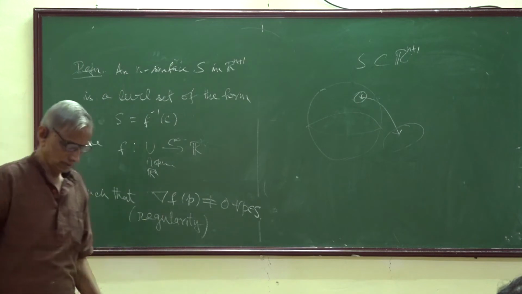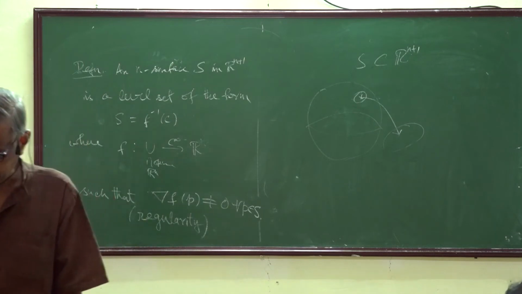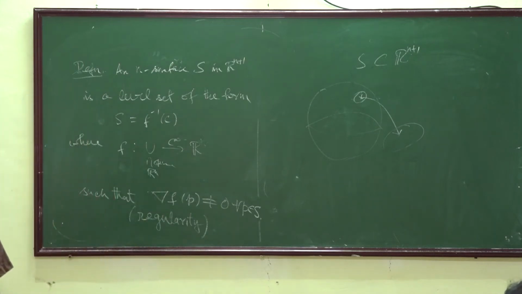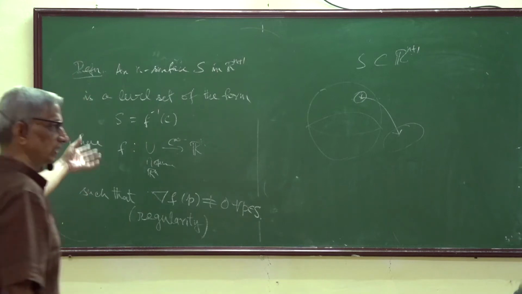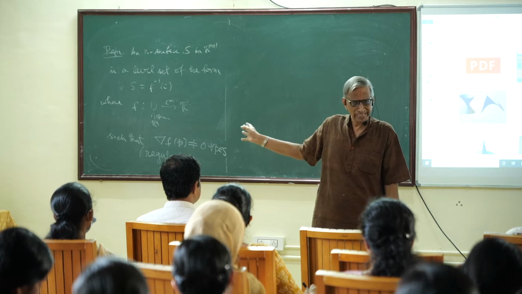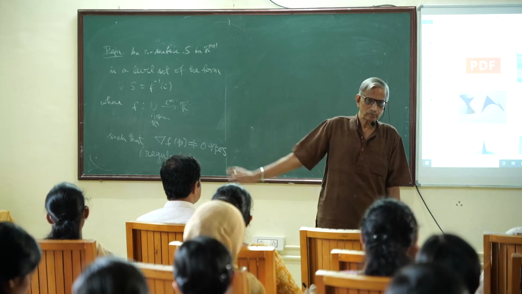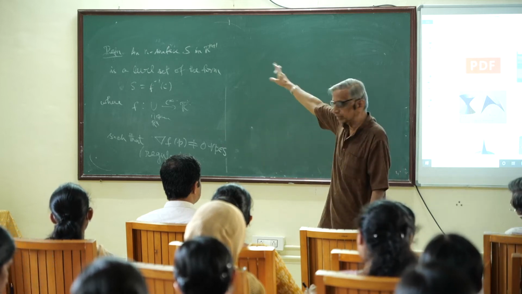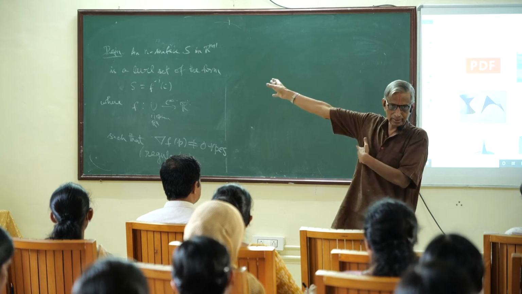Any point P with this condition is called a regular point for the function. We want every point of the surface to be a regular point. So this is going to be our working definition. So what is the other possible definition in terms of charts?